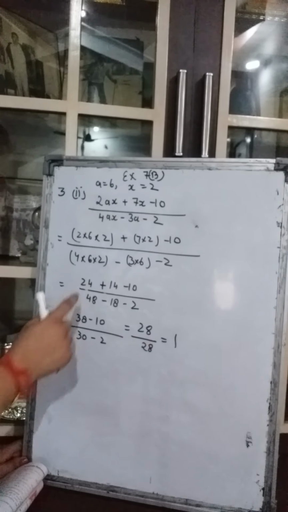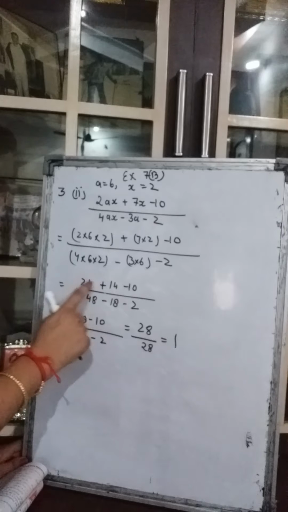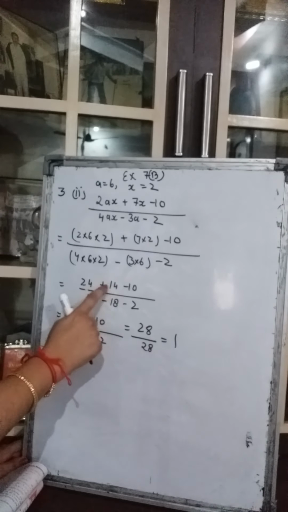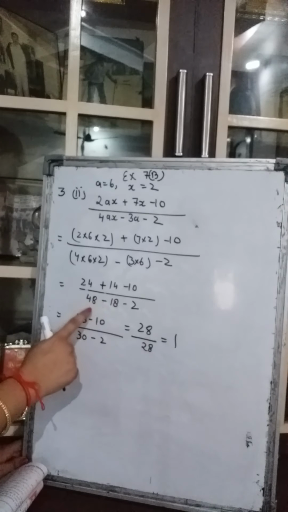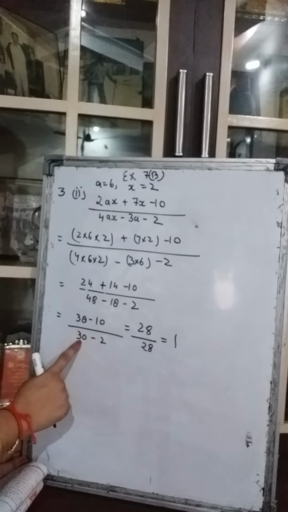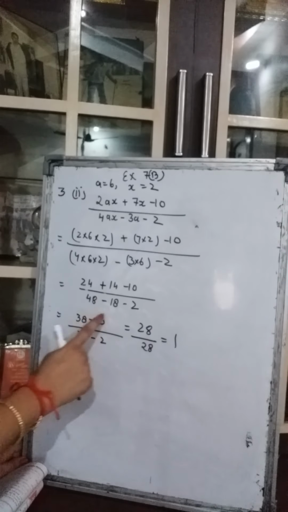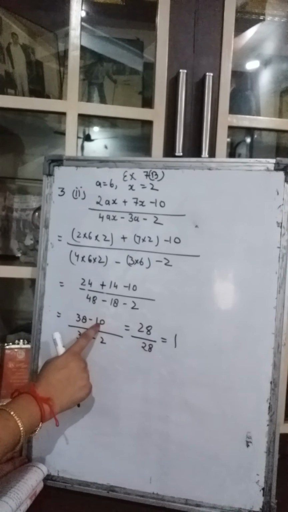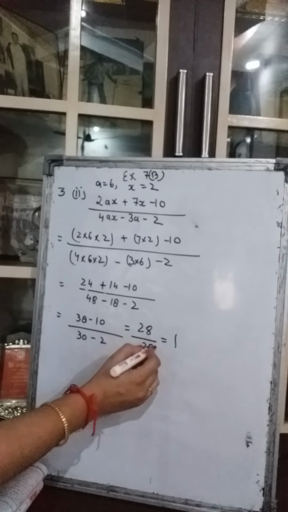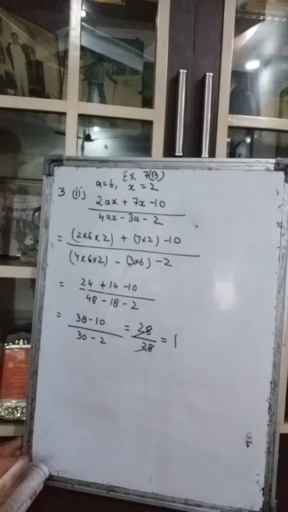Okay. So what will you do? We will add these first. 24 plus 14 gives you 38 minus 10. And at the bottom, what will you do? 48 minus 18. So it gives you 30 minus 2. Now do the minus. 38 minus 10 is equal to 28. 30 minus 2 is equal to 28. So these will be cut and 1 is the answer. The remaining part we will do in the next session.